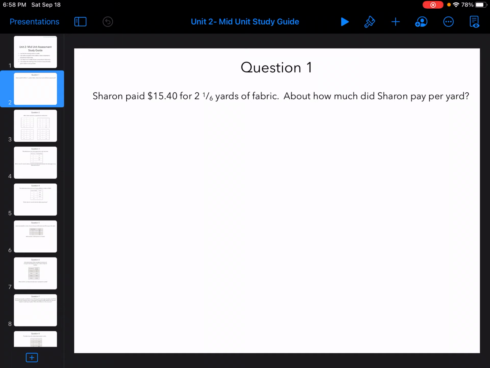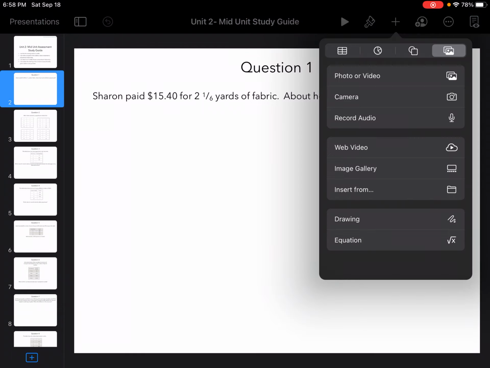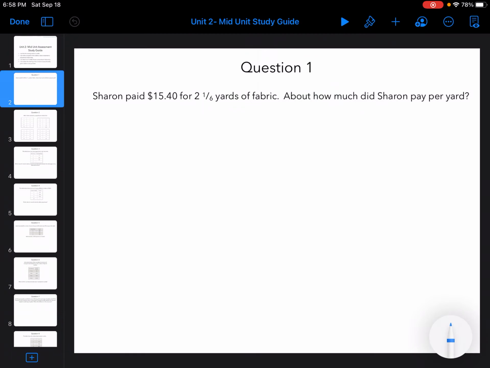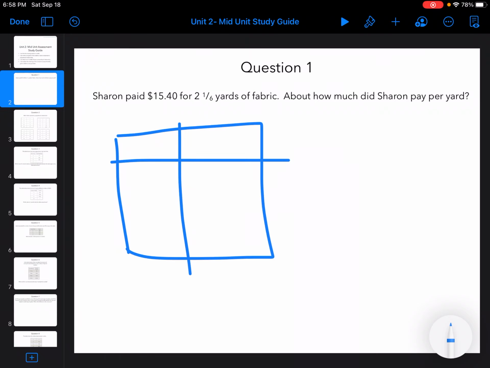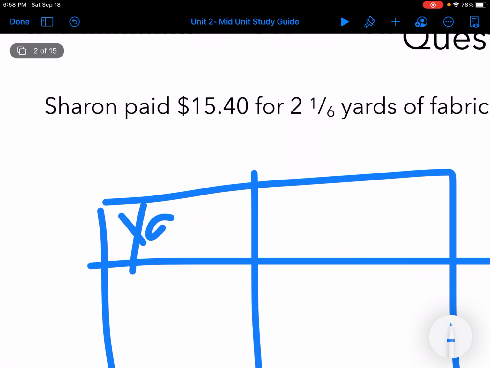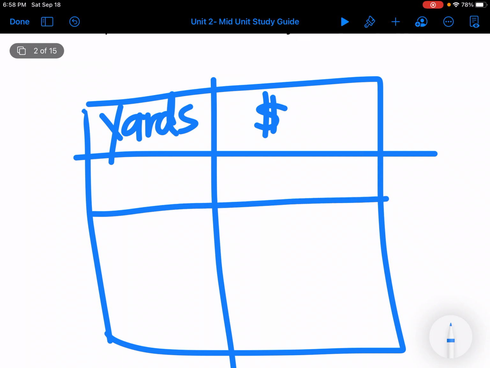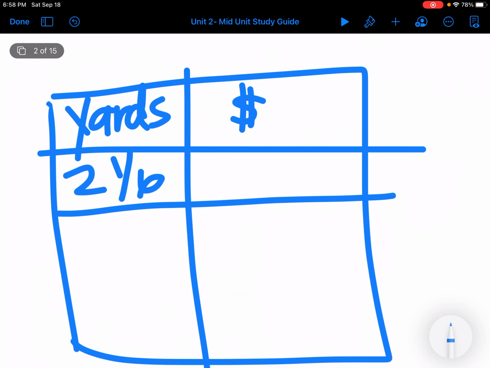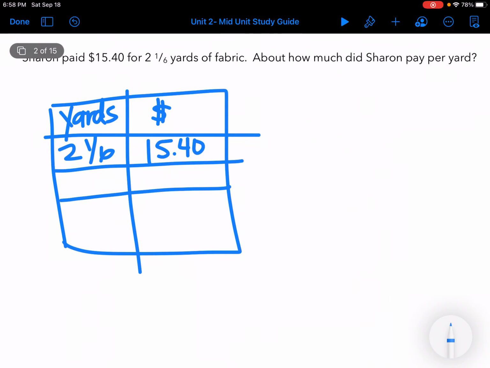So question 1, Sharon paid $15.40 for 2 1/6 yards of fabric. About how much did she pay per yard? So I'm going to make myself a table. And I'm going to say yards and the cost. I know that 2 1/6 cost $15.40. And I want to figure out how much she paid per yard.